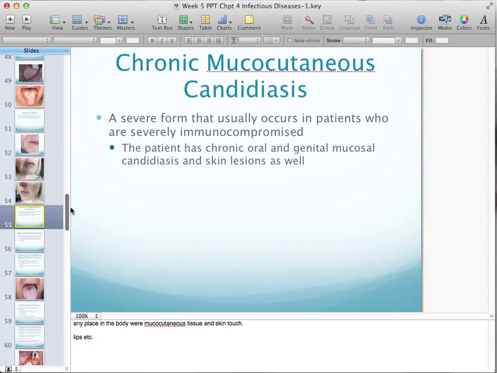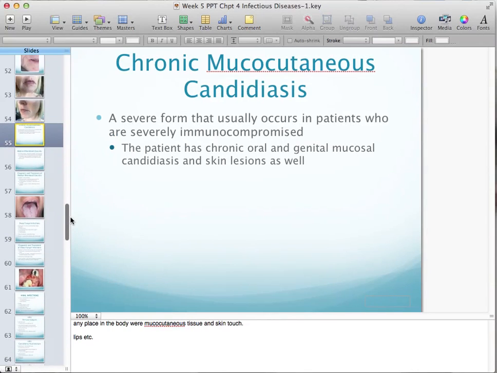Okay. Chronic mucocutaneous candidiasis. This is a severe form that occurs in patients who are immunocompromised and can't fight off the fungus, not bacteria, fungus. The patient has chronic oral and genital mucosa candidiasis and skin lesions as well. Basically, this is easy to remember because it can occur anywhere that you have mucocutaneous tissue. Chronic mucocutaneous candidiasis, severe form in the oral area, genital area, and skin mucocutaneous tissue.